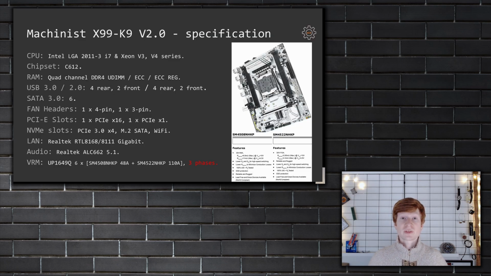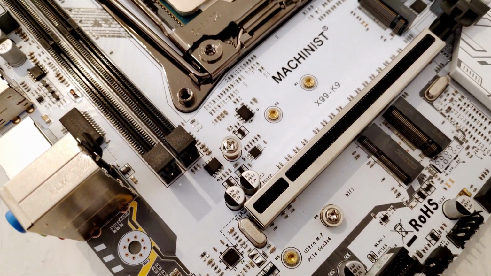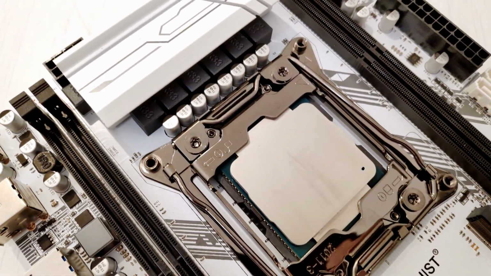Let's get started with the technical specification. The motherboard doesn't change from the version 1, thus if you need technical specification, just put the video on pause or, as I said, watch my previous video to understand all the technical details. For now though, I will mention that Machinist X99-K9 is the last M80X motherboard from AliExpress, which still uses X99 or C612 chipset. Thus, the motherboard technically has possibility to overclock unlocked Xeon i5 and Core i7 CPUs.